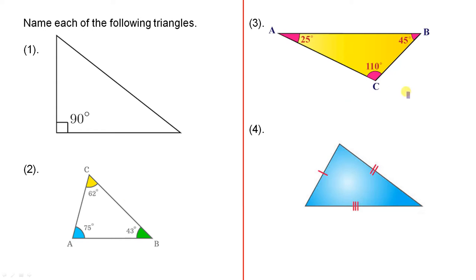Here we note that this angle in particular is greater than 90 degrees. Hence, this triangle has a special name. In number 4, we note that the three sides of this triangle are not the same length. So what's the name of that triangle?